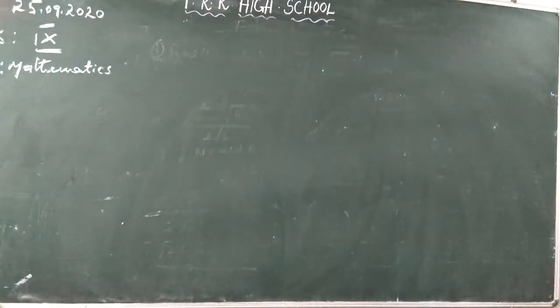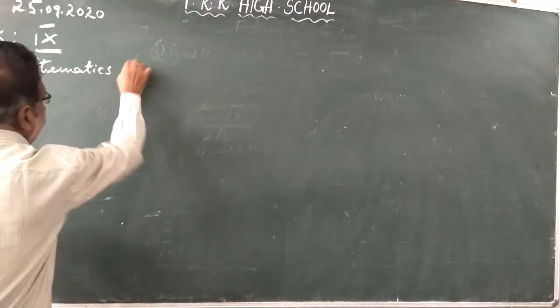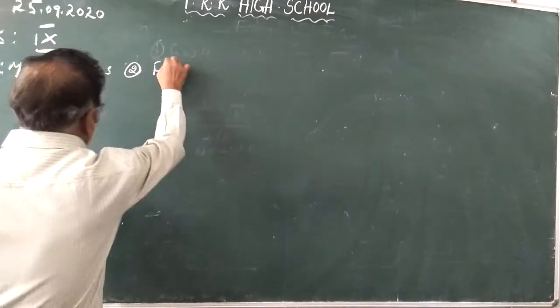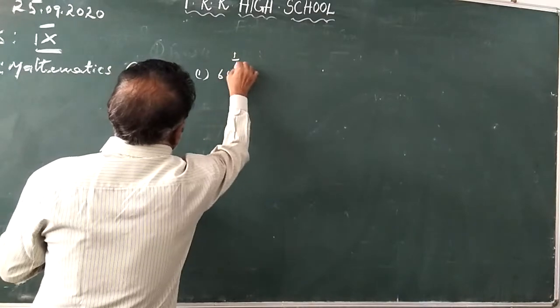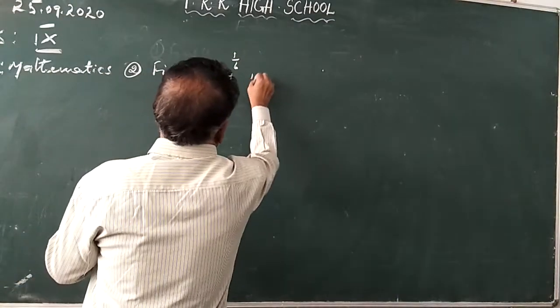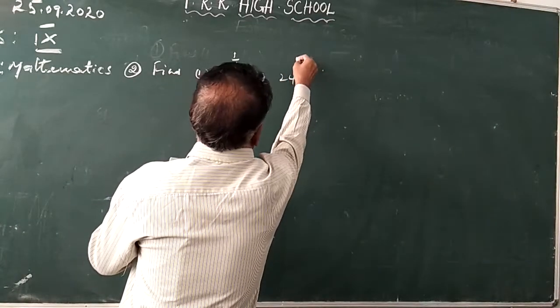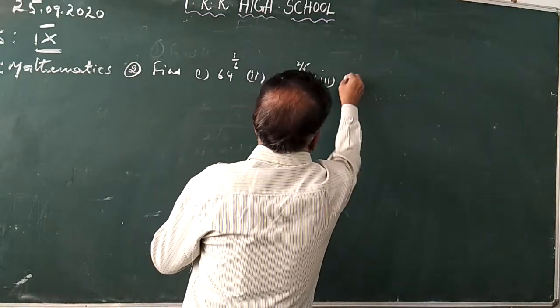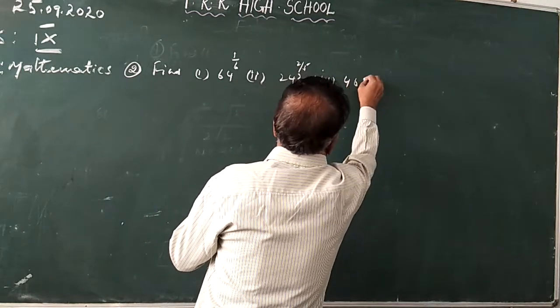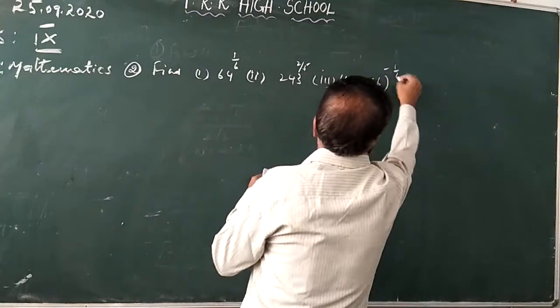Second. Find 64 to the power of 1 by 6. Second bit: 243 to the power of 2 by 5. Third bit: 46656 to the power of minus 1 by 6.